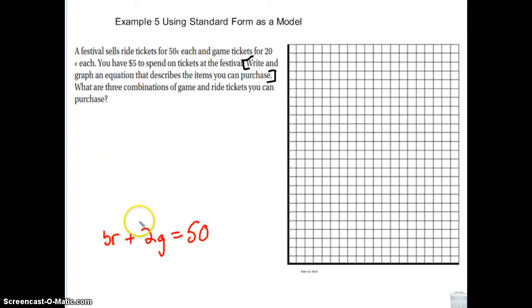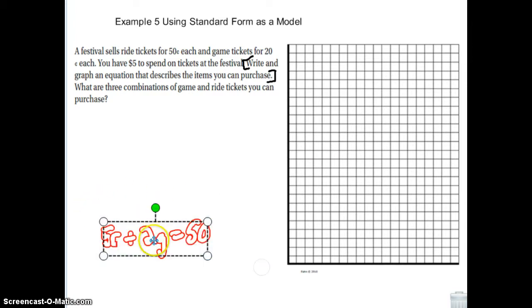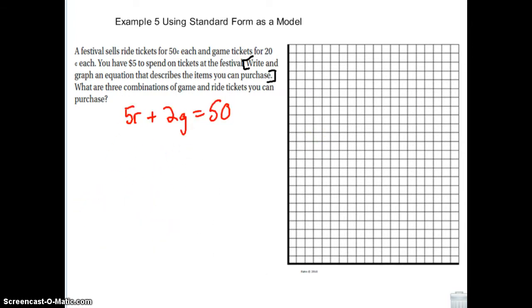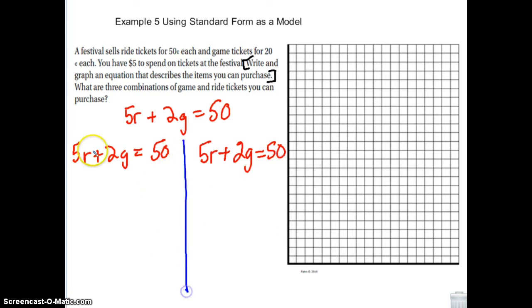Okay, so now we have our equation, and I'm going to bring it up here because now I can try to graph this. How do I graph it? Well, I have to find the x and the y intercepts. So I'm going to rewrite this problem twice, and I'm going to plug in 0 for r on one of them and plug in 0 for g on the other to try to find our x and y intercepts.